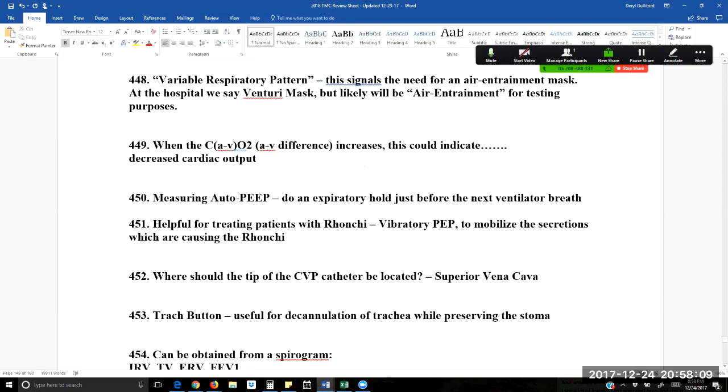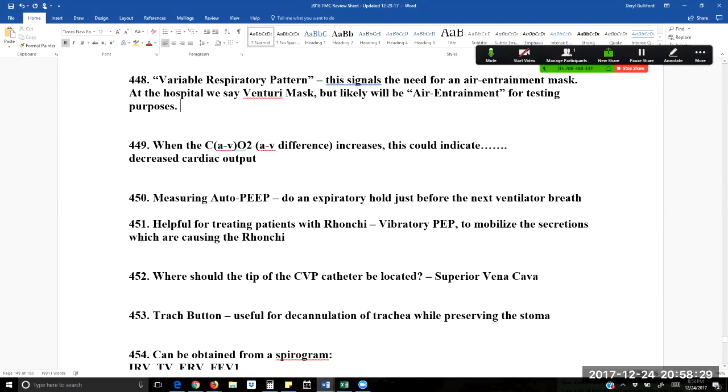We say Venturi mask. Air entrainment more likely will show up for your testing purposes. But it's when the patient has an irregular, variable, very fast respiratory pattern that the Venturi mask is the right thing to do. I think you've noticed at the hospital that we don't do it very often, right? But it is the right thing to do.